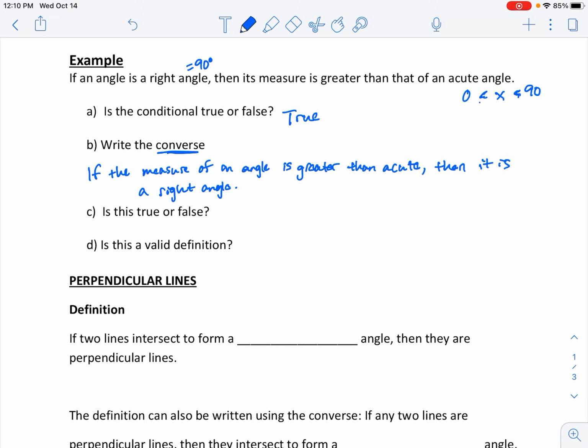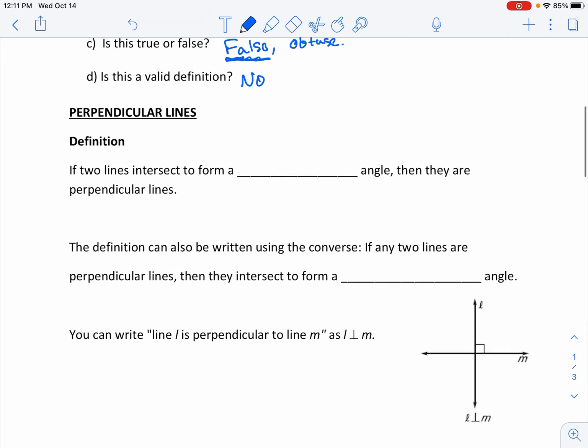Now this one, we'll think about it. We now know what an acute angle is, anywhere from 0 to 90. And it's saying if we have a measure of an angle that's greater than acute, so bigger, it's 90 or bigger, does it have to be a right angle? This one's false, because it could be an obtuse angle. Obtuse is bigger than acute, but it is not a right angle. So is this a valid definition? No, because of this false meaning. So it kind of fails there. So just a little example, talking about converse and conditional, kind of a review from our last notes.